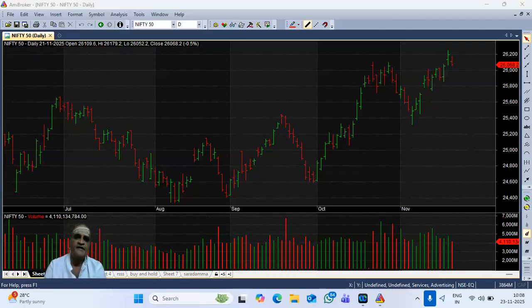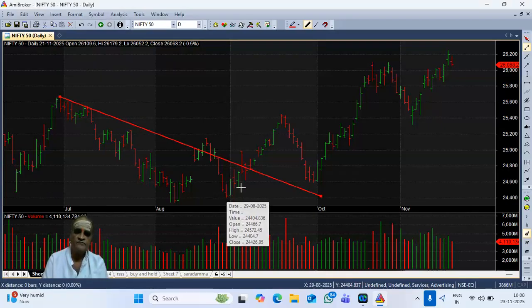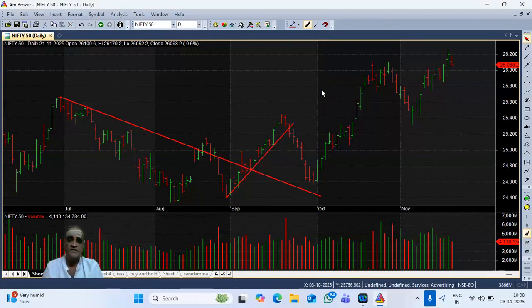The traditional way of making a trend line is to connect the highs, as I mentioned in the previous video, in case of a downtrend like this, and connecting the lows in case of an uptrend like this. This is the traditional way of making trend lines.